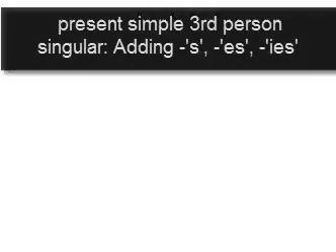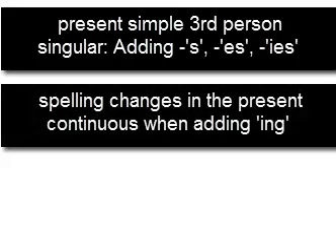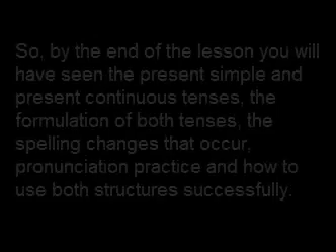There will be clear examples of the spelling changes in the third person singular when adding s, es, or ies to the verbs. There will also be clear examples of the spelling changes in the present continuous when adding ing to the verbs. There will also be pronunciation practice in the third person singular of the present simple. Pay close attention to this section. I'm sure it will help you.